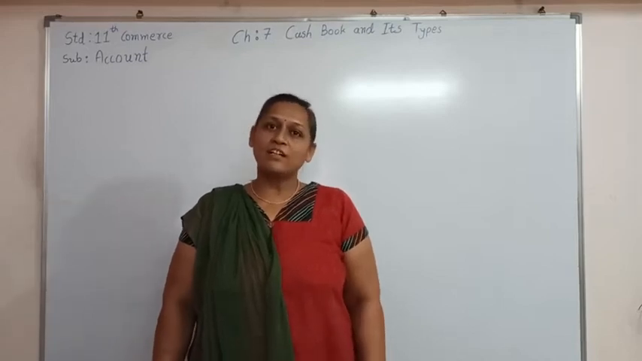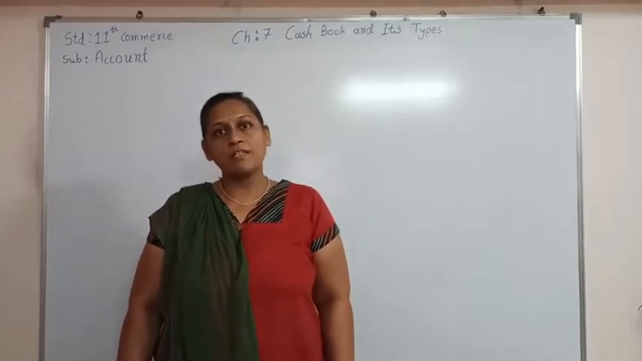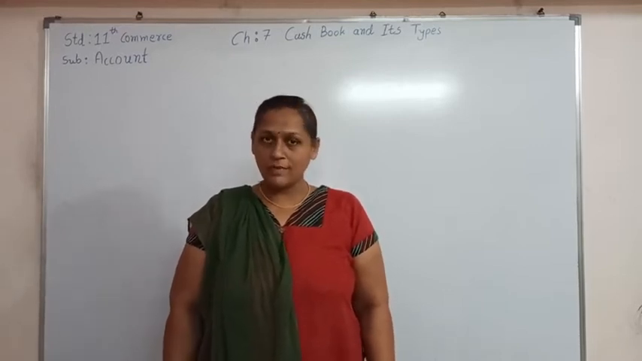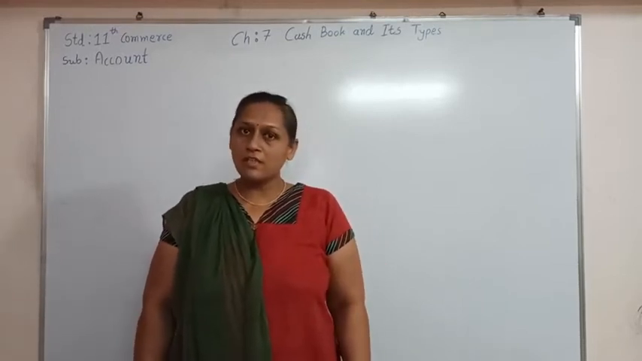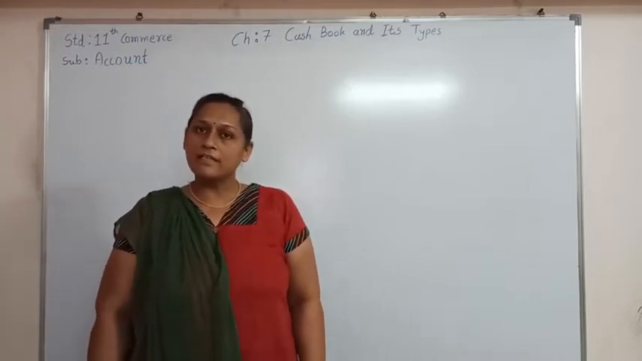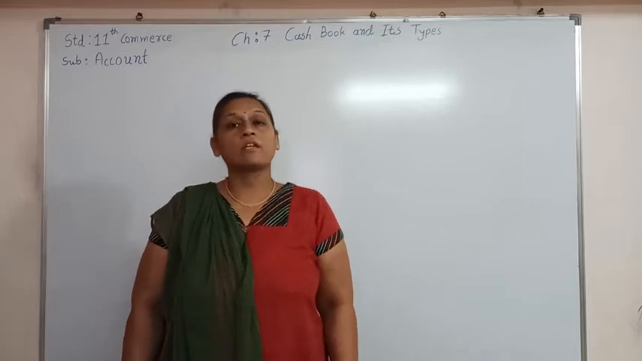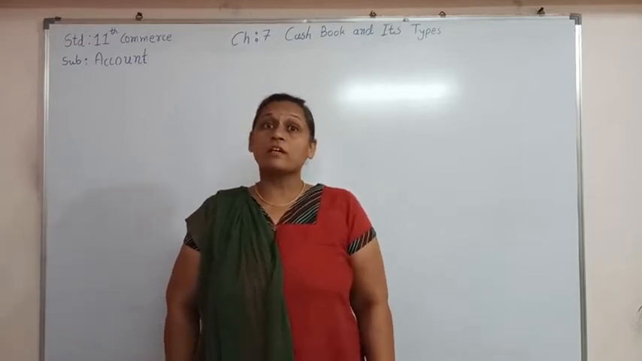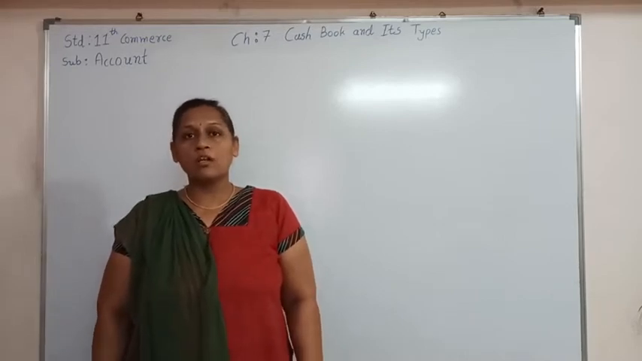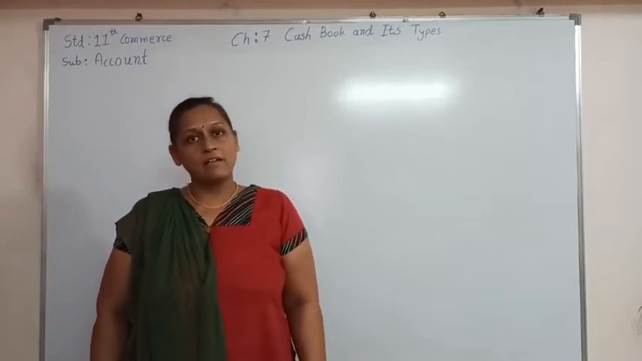Hello students, today we are going to see chapter number 7, that is cash book and its types, of standard 11 commerce subject, accounts. This is the fourth part of the chapter, and the first three parts are linked in the description. Today we are going to see another two column cash book, where we are going to prepare two columns called cash and bank.